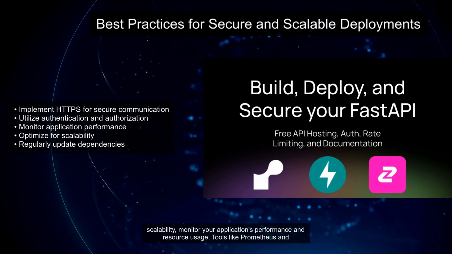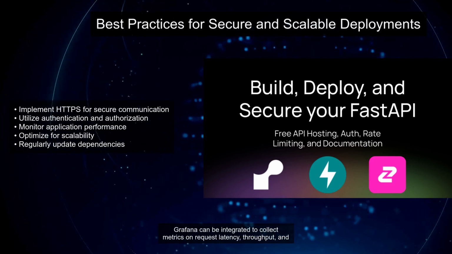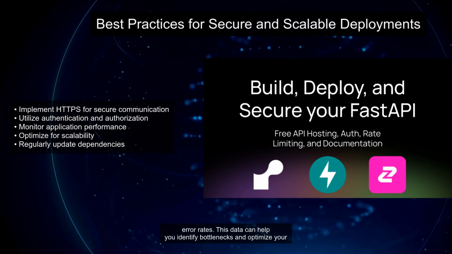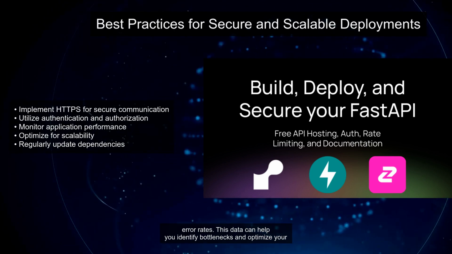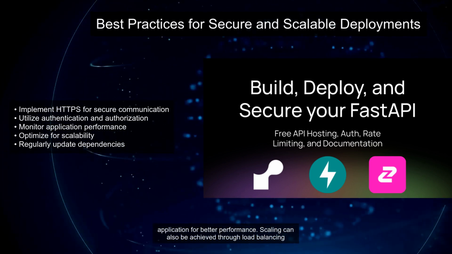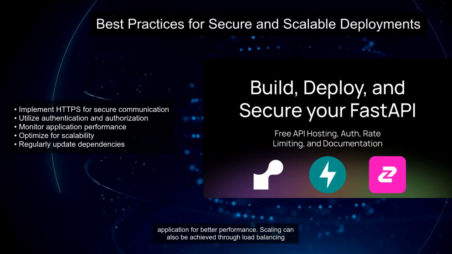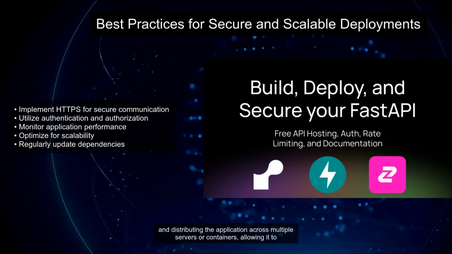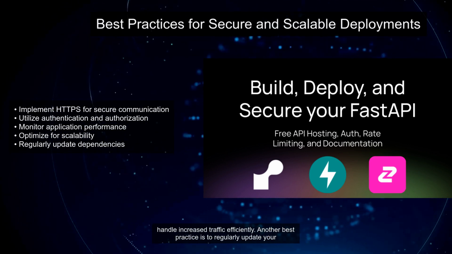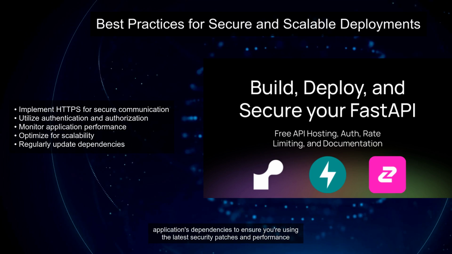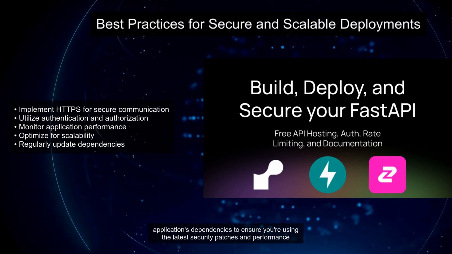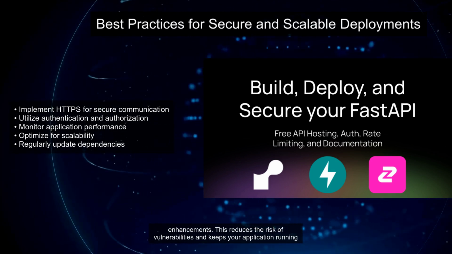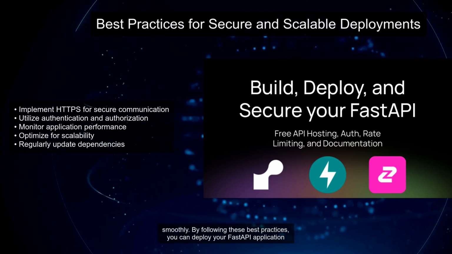To ensure scalability, monitor your application's performance and resource usage. Tools like Prometheus and Grafana can be integrated to collect metrics on request latency, throughput, and error rates. This data can help you identify bottlenecks and optimize your application for better performance. Scaling can also be achieved through load balancing and distributing the application across multiple servers or containers, allowing it to handle increased traffic efficiently. Another best practice is to regularly update your application's dependencies to ensure you're using the latest security patches and performance enhancements. This reduces the risk of vulnerabilities and keeps your application running smoothly.